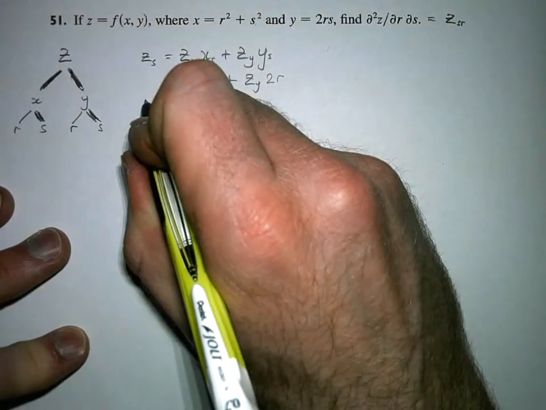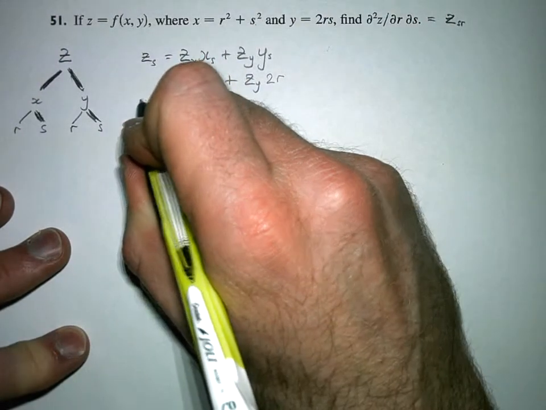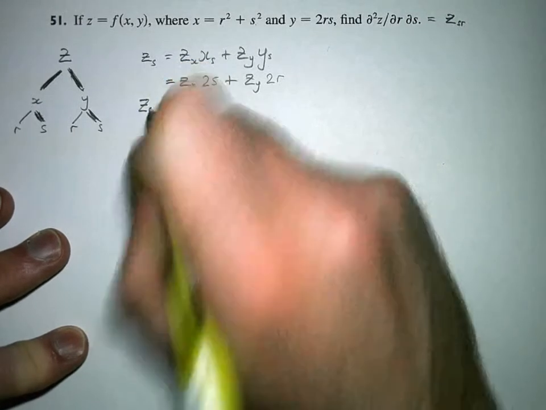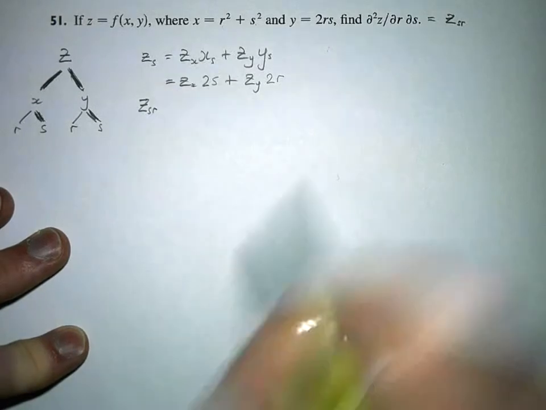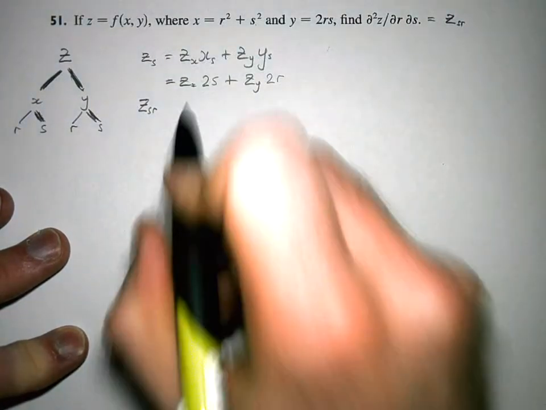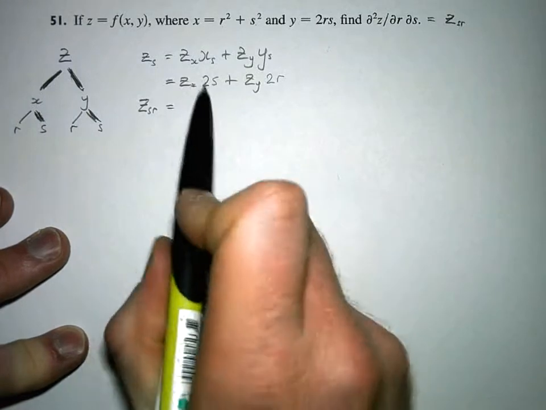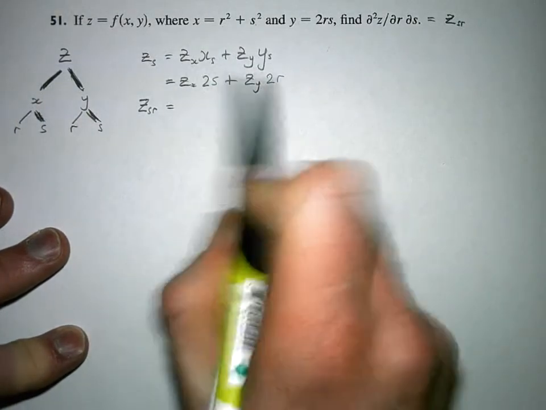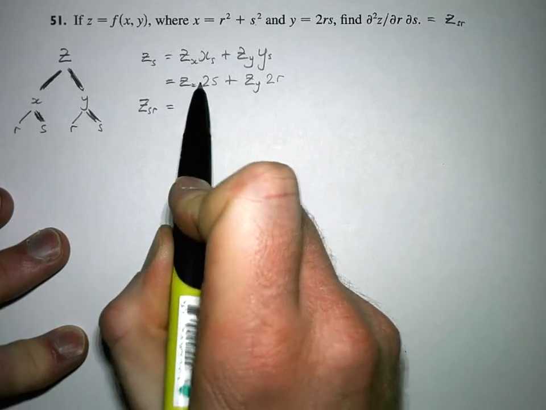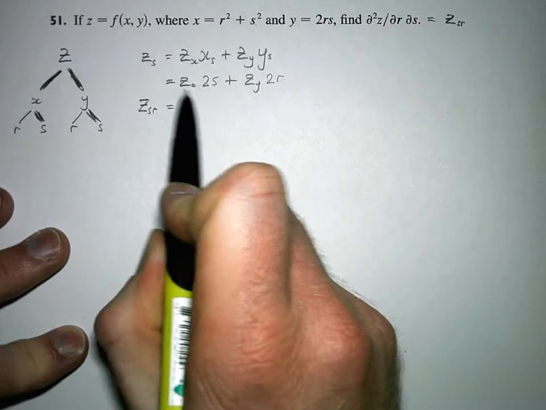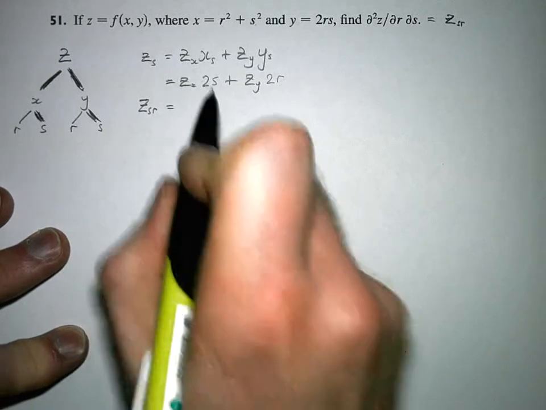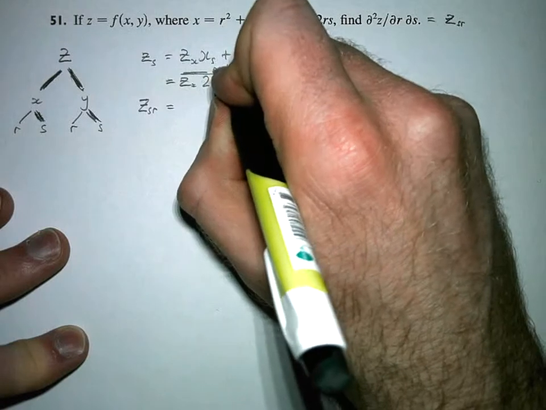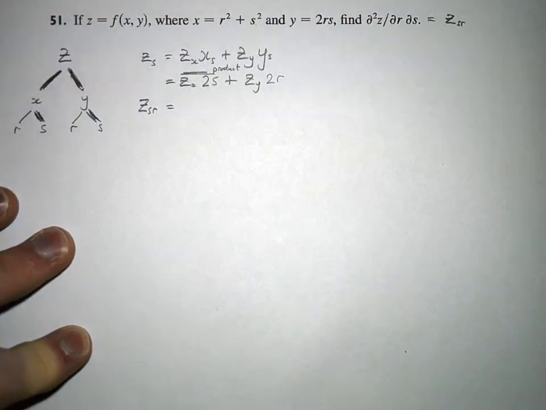Now we want to find the second derivative. So we want to find the derivative of z_s, and now we want to differentiate with respect to r. Now, how are we going to do that? We've got to differentiate a sum, so we can just differentiate each term in the sum, but each term is a product. So we're going to differentiate this guy over here using the product rule. This is a product. I hope that's not too small on the video to see.